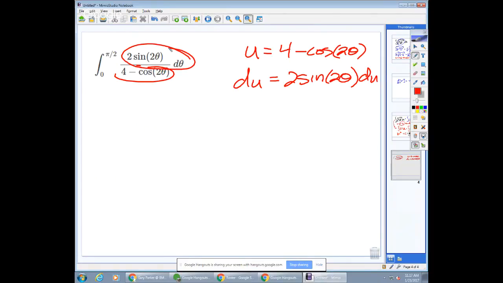Now I'm going to ignore the boundaries for a moment. I talked about this in class the other day. Boundaries are dangerous when you switch variables. So I'm just going to say I have the integral here of 1 over u, du. Again, this denominator is my u, and this stuff up here is my du.